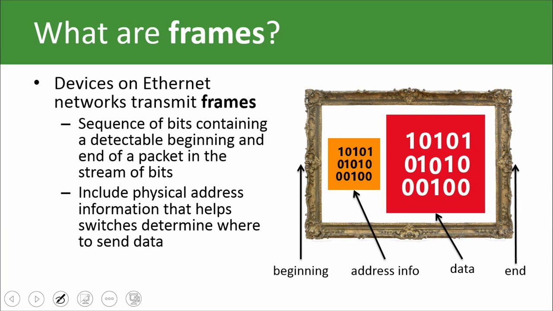Devices that use the Ethernet standard transmit frames. And we had mentioned the word frames earlier, but a frame is just a sequence of bits containing a detectable beginning and end. And so here, this is a little cartoonish, and I apologize for that, but I thought it'd be funny if I actually put a frame up on the screen. Frames contain physical address information that helps switches determine where to send data. So switches don't actually send data using IP addresses. Switches navigate data by using MAC addresses or physical addresses. We'll talk about what a MAC address is in just a second.